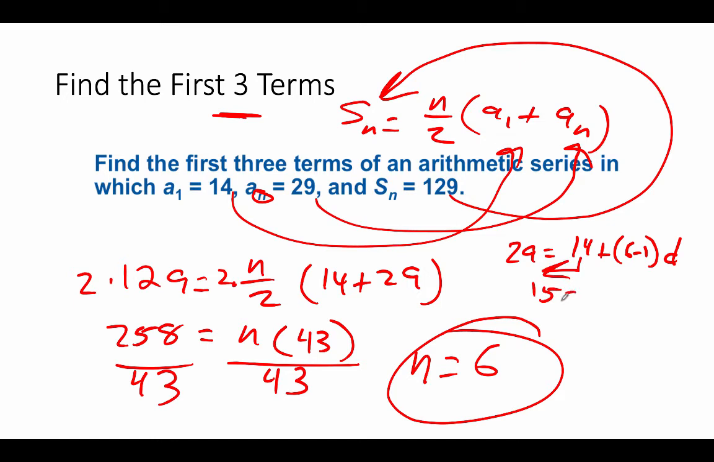So that's 15 equals 5 times d, divided by 5, divided by 5. D is 3. 6, 9, 12.